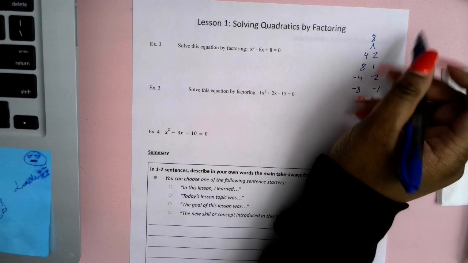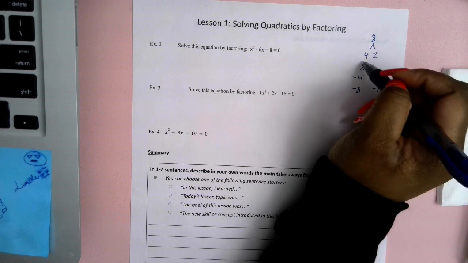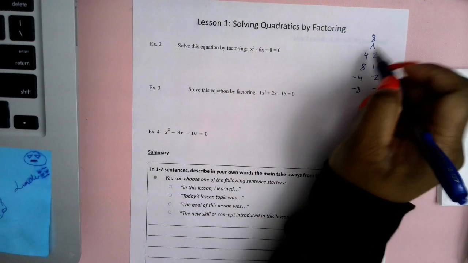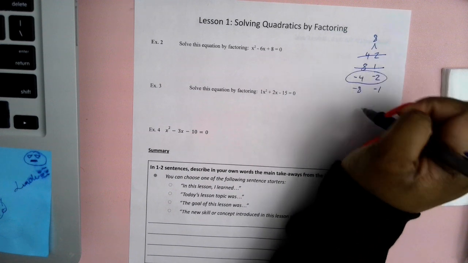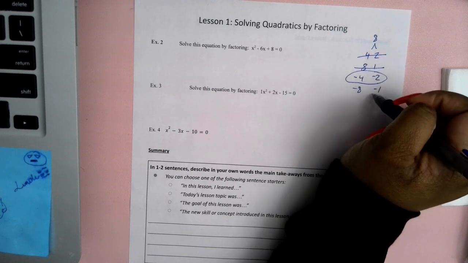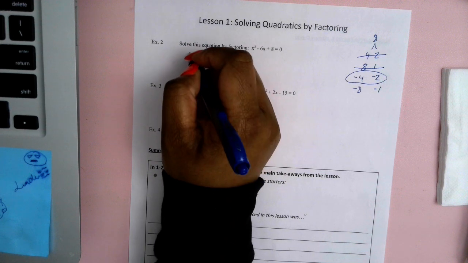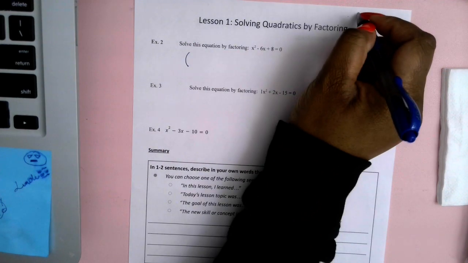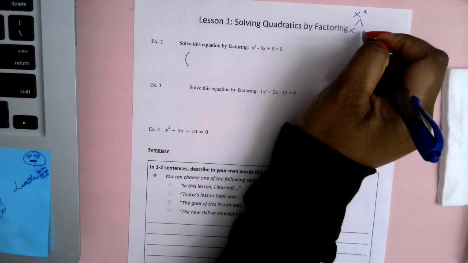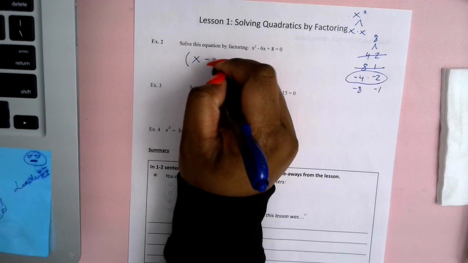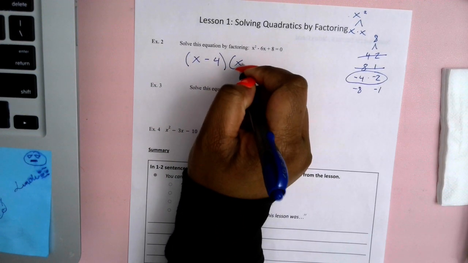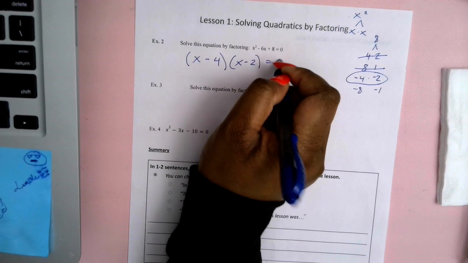Using your calculator, let's see if when we add them, they will give us negative 6. This won't, but this will. And I don't need to check anything else once I find my factors. So to factor this equation, again, x squared is just x times x. So we have x minus 4 and x minus 2 is equal to 0.